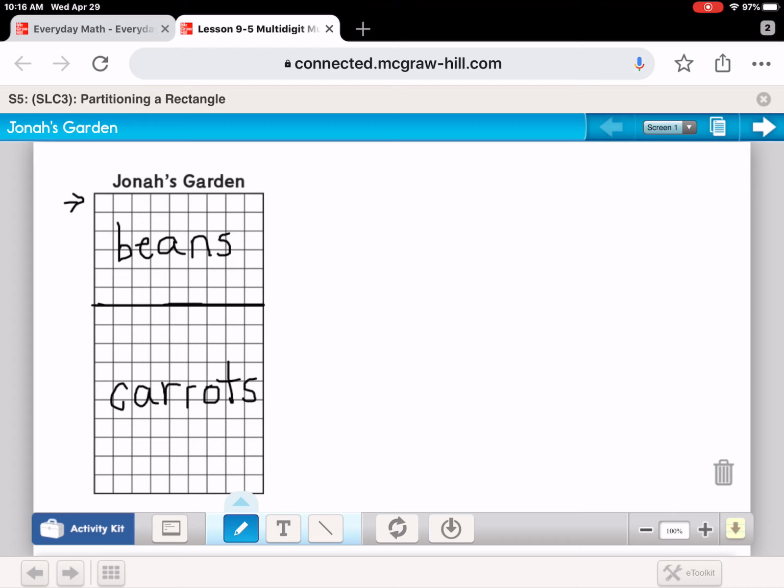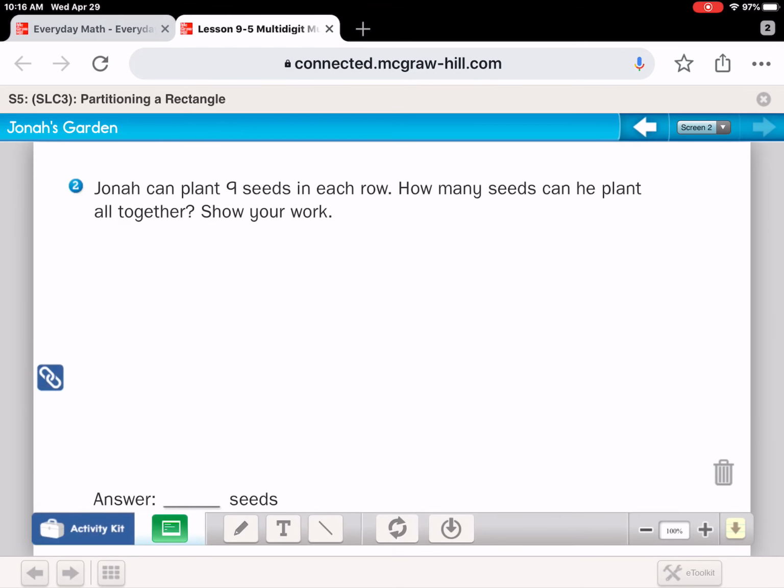Fantastic. If you need to hit pause to continue labeling your garden on your page, go ahead. But I've done it on the screen and you can see that I have 6 rows of beans, 10 rows of carrots. How many seeds can Jonah plant altogether? Let's go back and look.